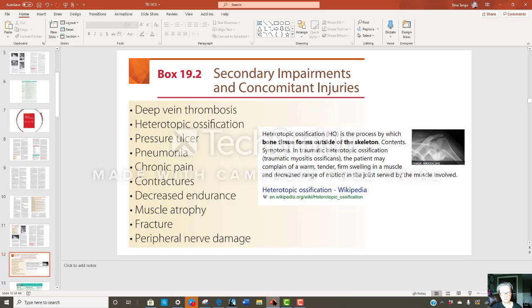So back to the PowerPoint. It's where bony tissue forms outside the skeleton. Okay, so let's move on. Those were secondary impairments that could happen with a TBI: DVT, heterotopic ossification, pressure ulcer, pneumonia, chronic pain, contractures, decreased endurance, muscle atrophy, fracture, and peripheral nerve damage.